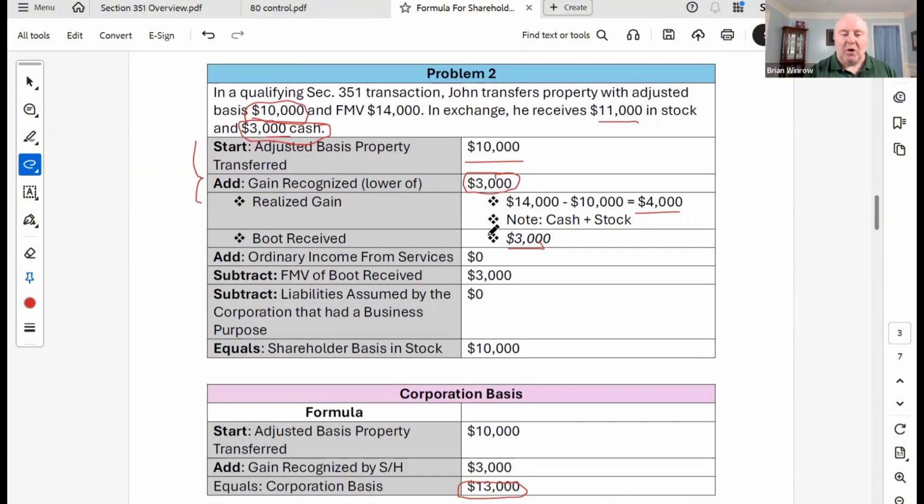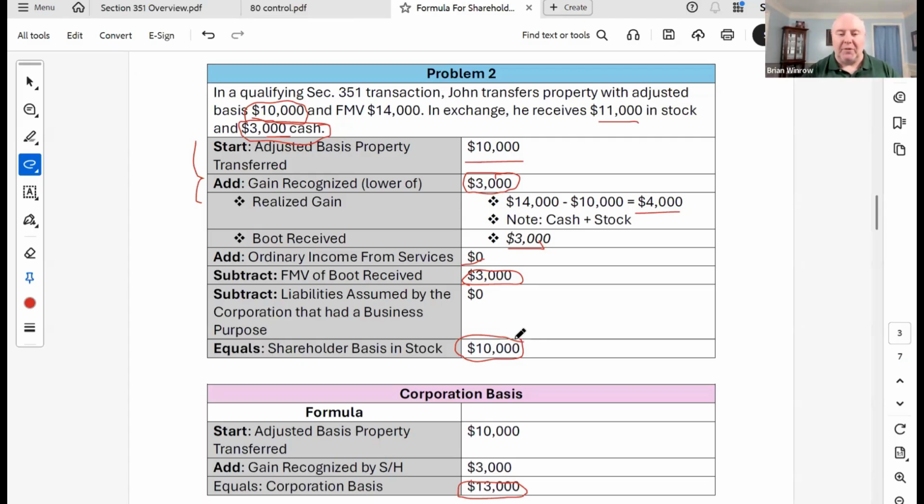All right. So, ordinary income from services. It didn't tell us there was any service, so we don't have anything from there, so zero there. Fair market value of the boot received. Hey, that's the $3,000 of boot we received. It told us we received $3,000 of cash, and the fair market value of cash is the amount of cash we received. So we're going to go 10,000 plus 3,000 minus 3,000. That means our basis is going to be $10,000. So we have that problem too as well.